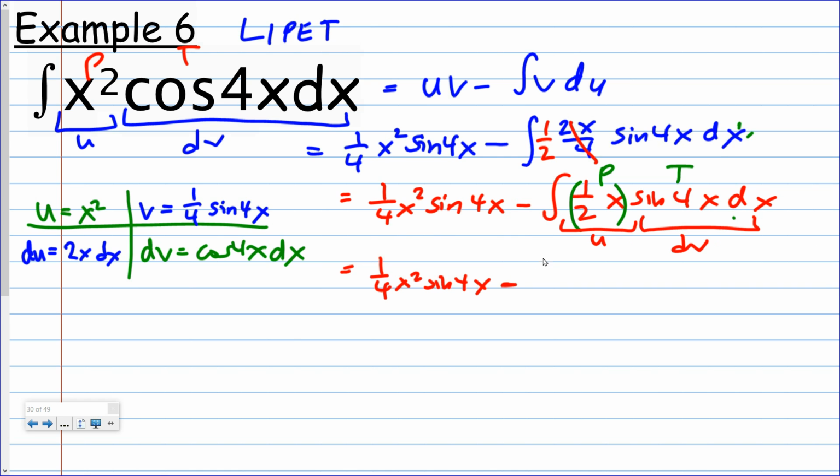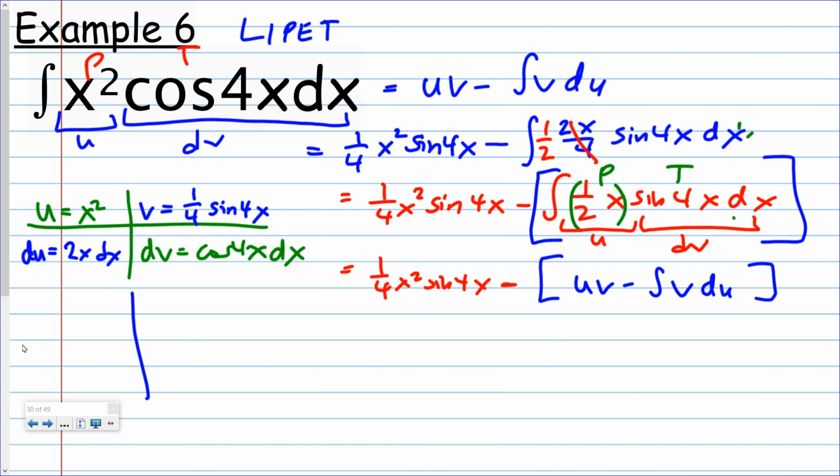I'm going to subtract it by everything in this bracket, right? I'm going to subtract it by whatever this uv minus v du is. Is everybody good with what I'm about to do? Okay, so let me go do uv dv on this problem. So I'm going to make the crosshairs.